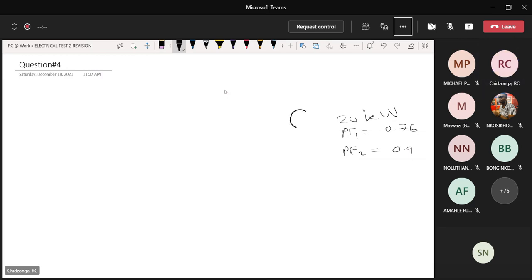Here is the motor, 240 volts and 50 hertz. Now, you know that if we are going to do power factor correction, we connect a capacitor in parallel with the motor. So that is the answer to part B. But what capacitance is part A?